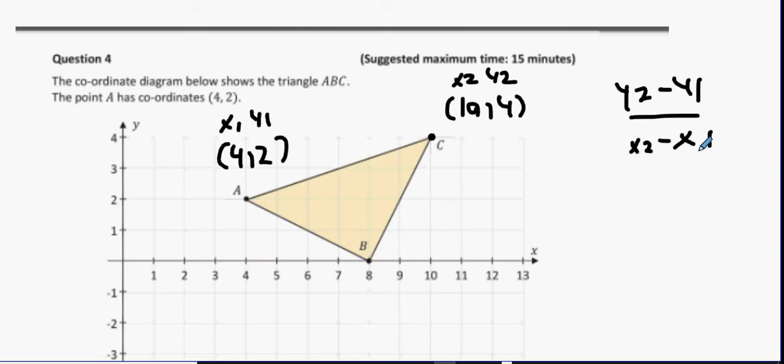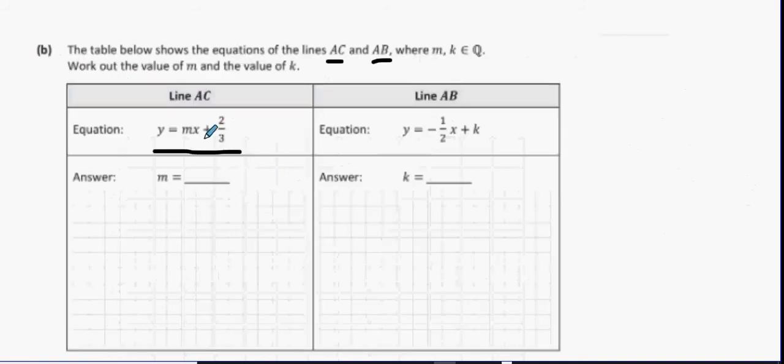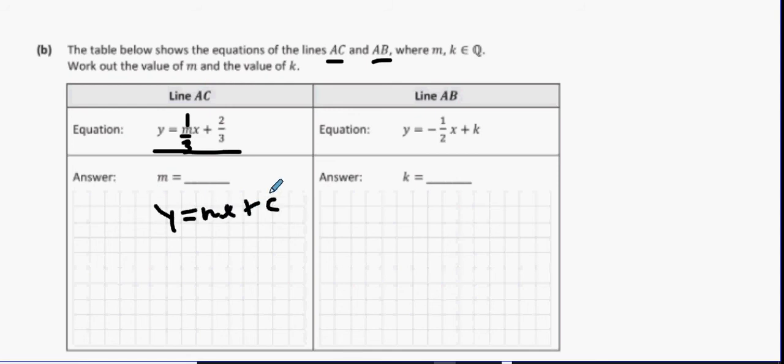Right? Now, what I'm going to do is 4 take away 2, and what's this? 10 take away 4. And I get 2 over 6, which is a third. The slope is a third. And therefore, this is 1/3 x using the formula y equals mx plus c. The m value is always the slope.